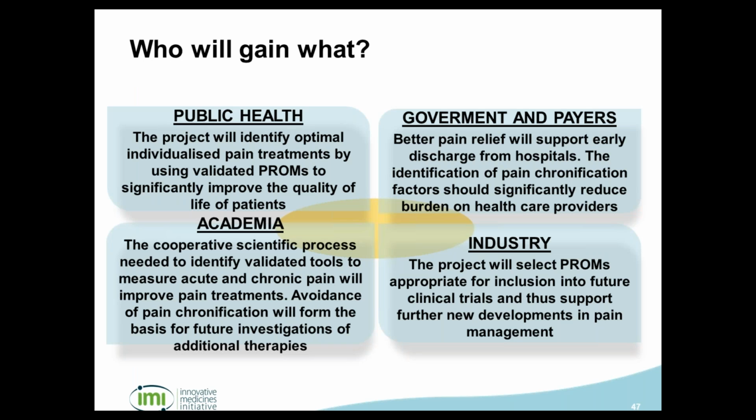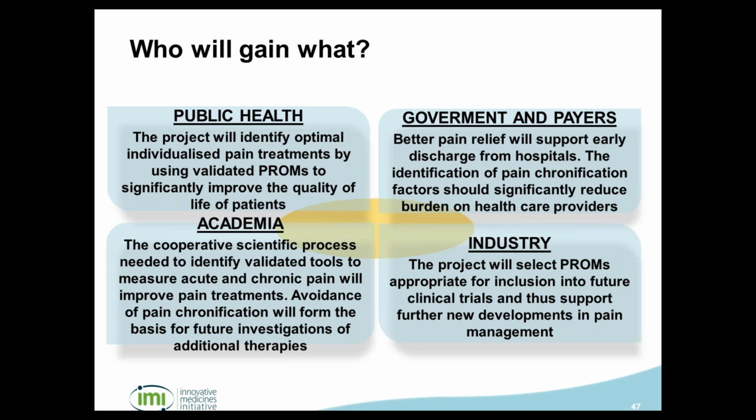Who will gain what from the project? For public health, the project will identify optimal individualized pain treatments by using validated PROMs to significantly improve the quality of life of patients. For government and payers, the better pain relief will support early discharge from hospitals. The identification of pain chronification factors should significantly reduce burden on healthcare providers.